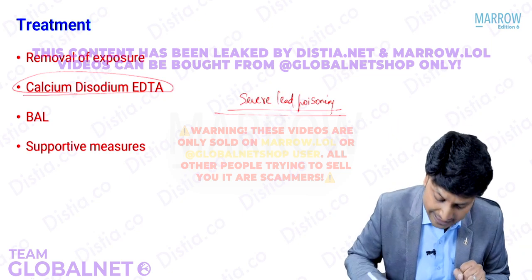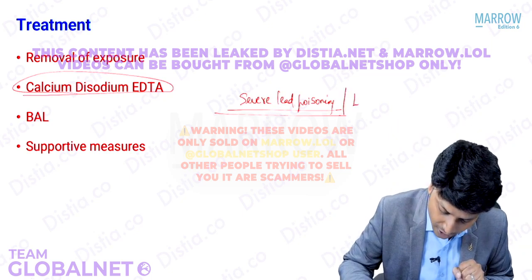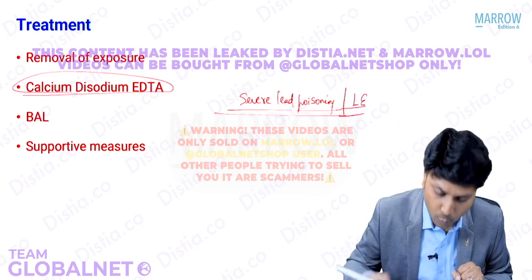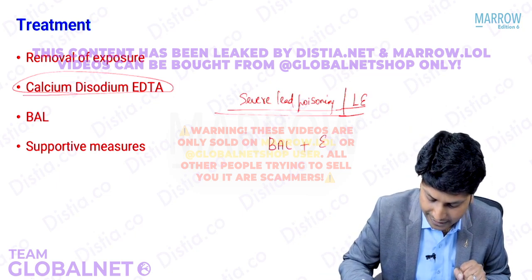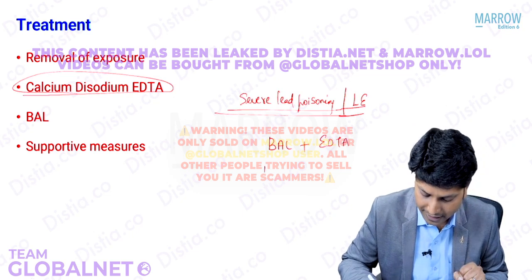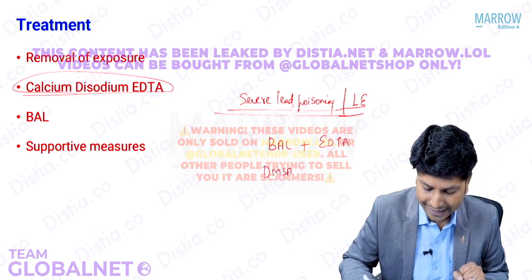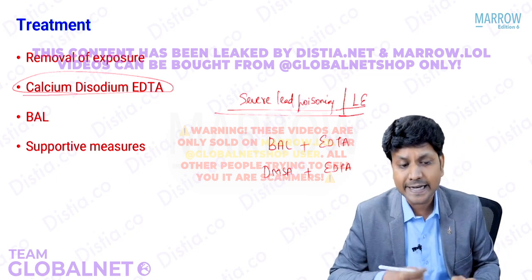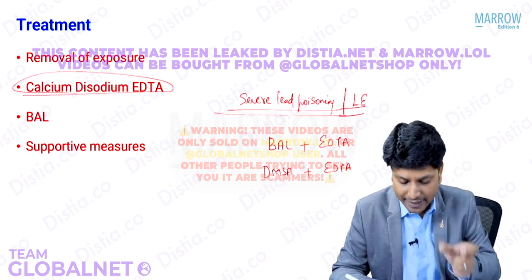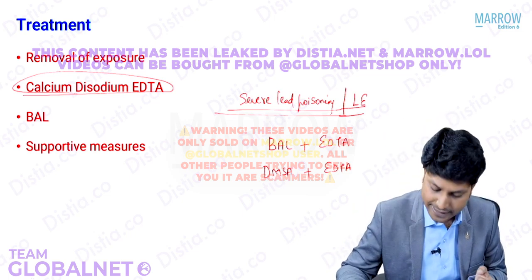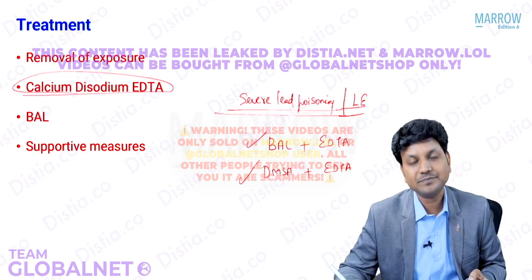So what you have to do is, if it is severe lead poisoning or lead encephalopathy, you have to combine BAL with EDTA, or combine DMSA with EDTA. Particularly, what they say is, if the patient has a lead level of 60 to 80, then you can assume that it is severe lead poisoning, and you can use this combination.